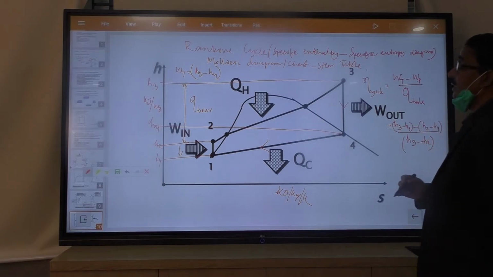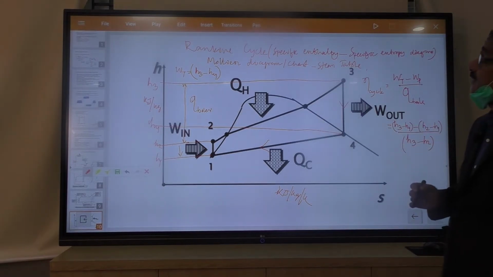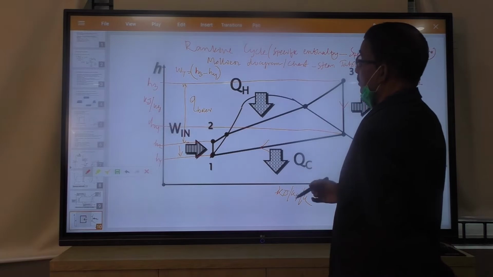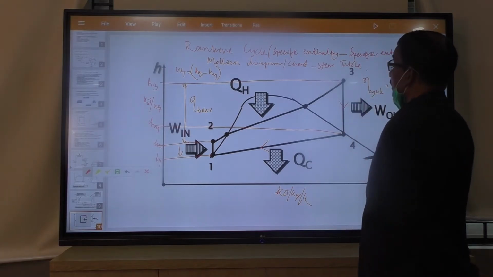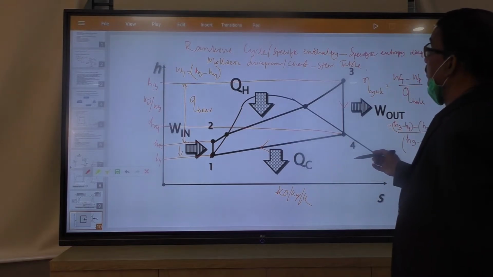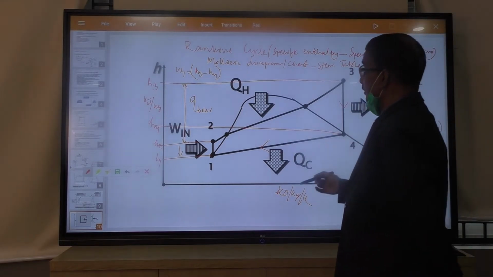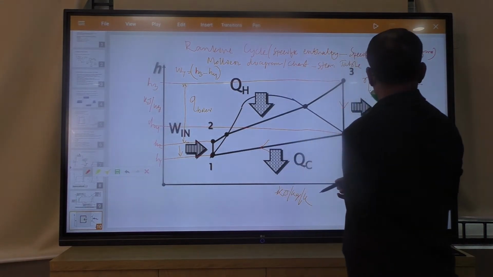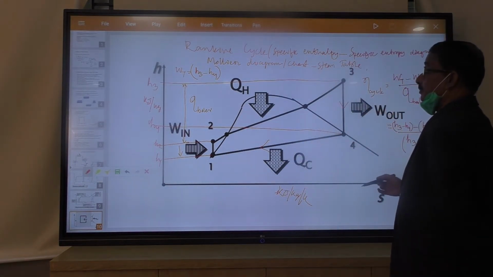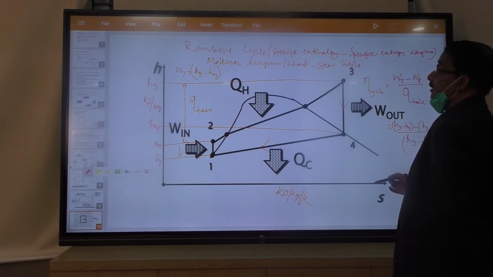So from this Mollier diagram you can do it without the help of the steam table. So this is one direct calculation without any help of steam table.